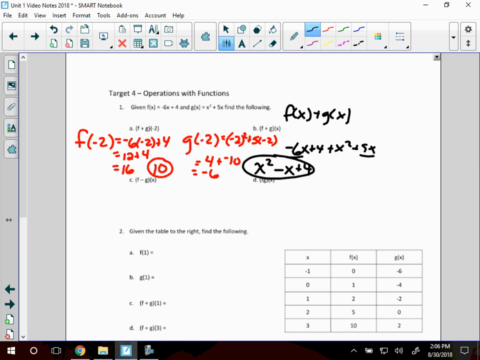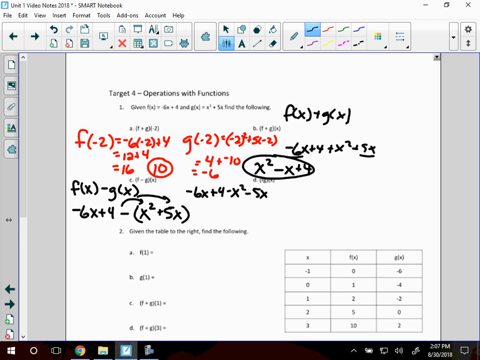All right, C is telling us to subtract the two functions. So if I wanted to, I could rewrite this as f of x minus g of x. Okay, so I'm going to do negative 6x plus 4, and then minus, and I'm going to put g of x in parentheses. So to subtract these, I need to distribute this negative to both terms and then combine like terms. So I've got negative 6x plus 4, and then minus x squared and minus 5x. If I rewrite that in standard form with biggest exponent to smallest and combine like terms, this will be my answer.